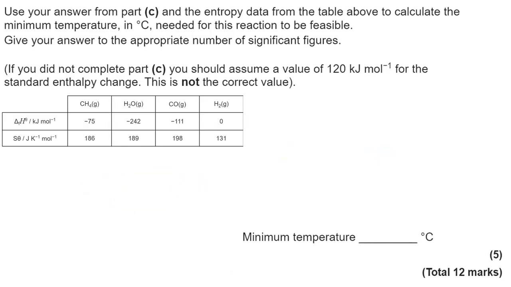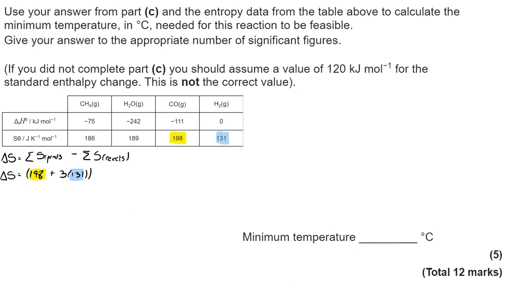I've given you the data once again. We want to know the temperature at which this reaction becomes feasible. So first of all, we need to work out our delta S. That's the sum of the entropy of products, take away the sum of the entropy of reactants. I put the figures in.